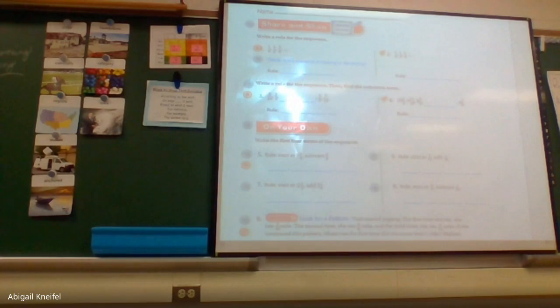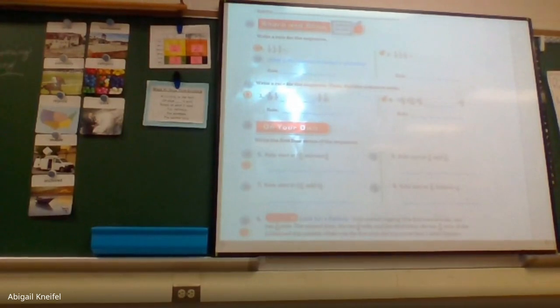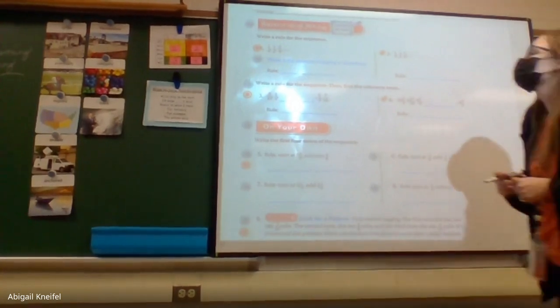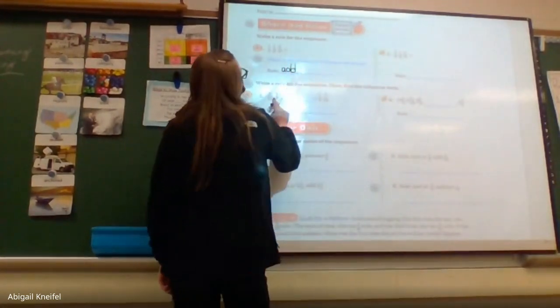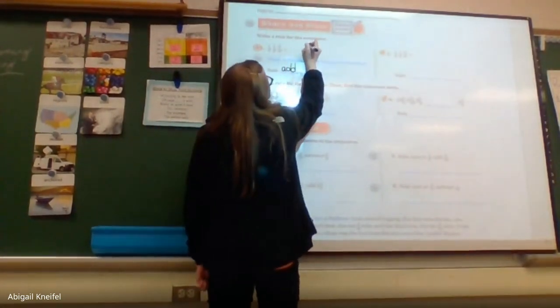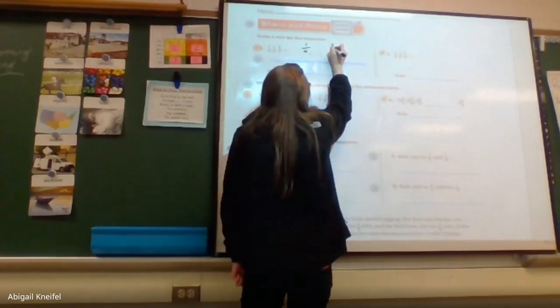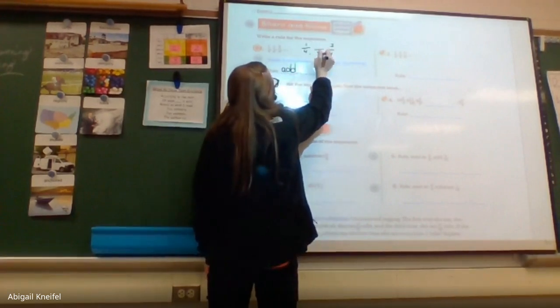It'll be e-learning. So, write the rule for the sequence. We have 1/4, 1/2, 3/4. First off, are these getting bigger or are they getting smaller? Gabby, are these numbers getting bigger or smaller? Bigger. So, it's going to be adding something. So, now I need to change all these to the same common denominator. What's my common denominator going to be between 2 and 4? 4.